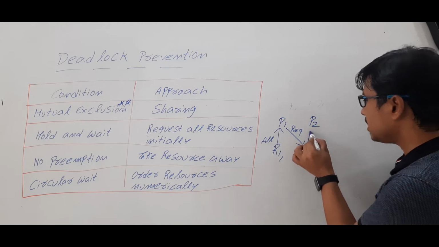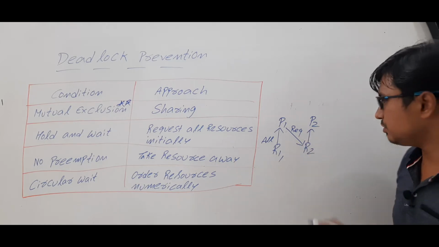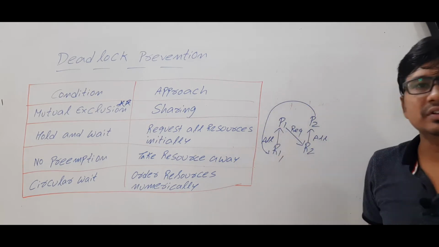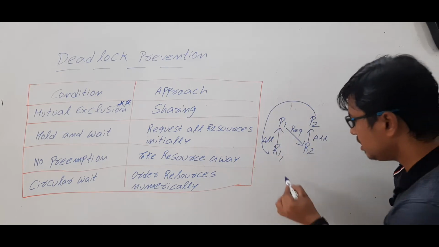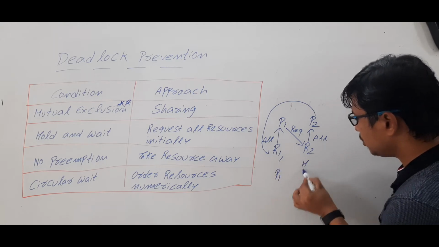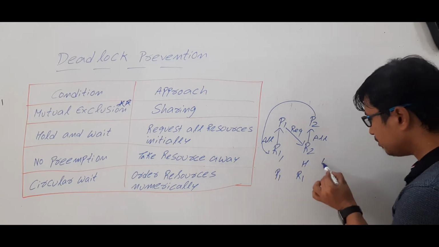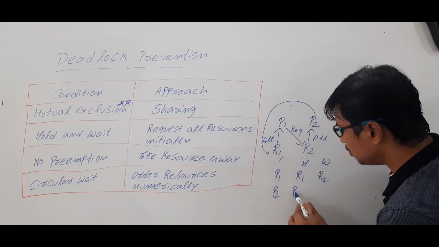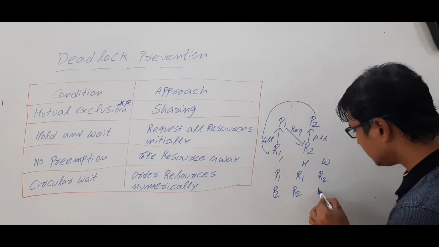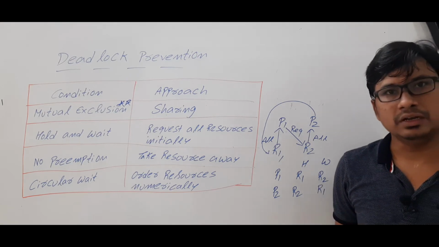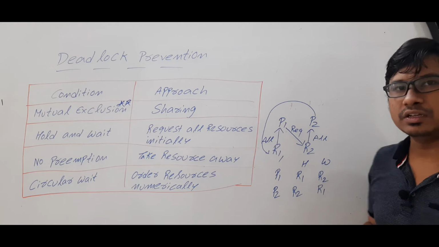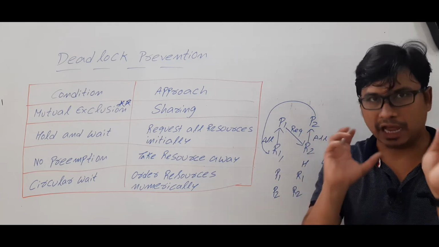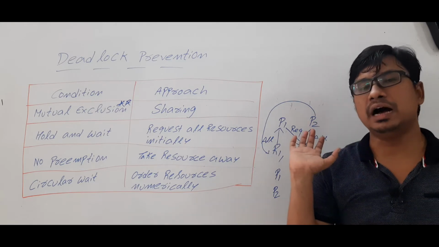At the same time, resource R2 has been allocated to process P2 and process P2 is waiting for resource R1. So process P1 is holding resource R1 and waiting for resource R2. Similarly, process P2 is holding resource R2 and waiting for resource R1. So when it is waiting for resource R2, it should not release resource R1. Am I right? It has to hold and wait for the other resource.